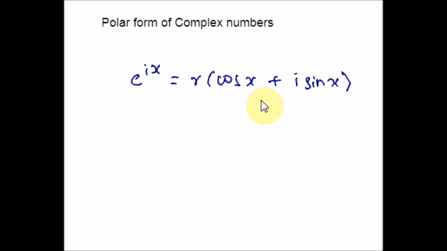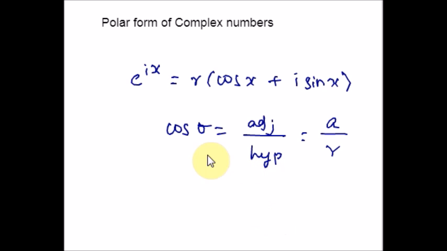We know that the general trigonometric formula for cos is adjacent over hypotenuse. Am I right? I'm going to use the same concept here. Cos theta is adjacent over hypotenuse. Adjacent means a on the graph. Hypotenuse means the radius r. So we have cos theta equals a over r. Now you can cross multiply and write this in terms of a. If you cross multiply, a equals r times cos theta.